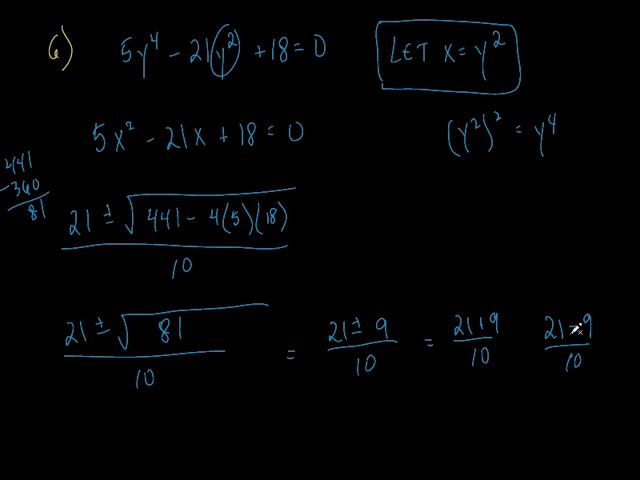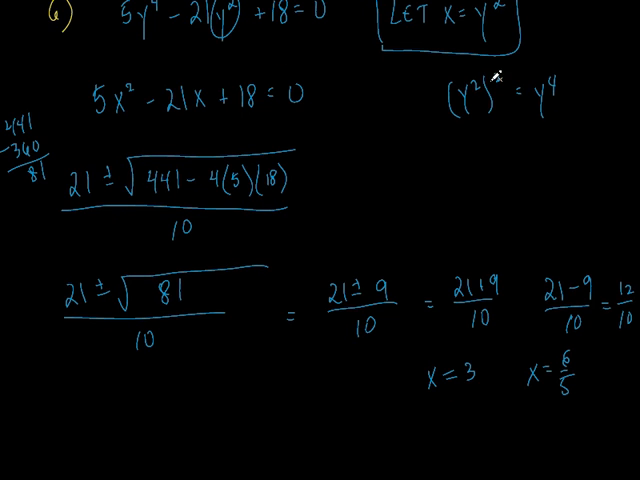So what do we got? We got 30 over 10, which is 3. So x is 3. And we got 21 minus 9, which is what? 12, right? Over 10, and reduce that to 6/5. So x is 6/5. Do we circle that? No, we don't. I remembered, yay.